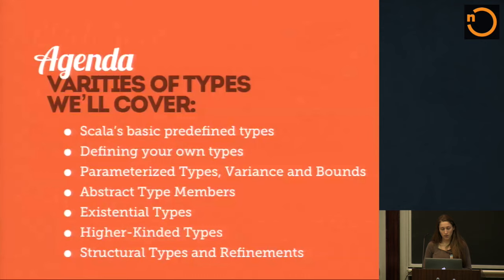But what I will cover is what Scala's predefined types are, how to define your own types, what it means to have a parameterized or generic type, variance and bounds, and then the cool things, which are abstract type members, which you'll find at the very end of this talk are super ridiculously powerful. Existential types, which aren't that powerful, as you'll find. I'll also show you some higher kinded types and structural types and refinement types.